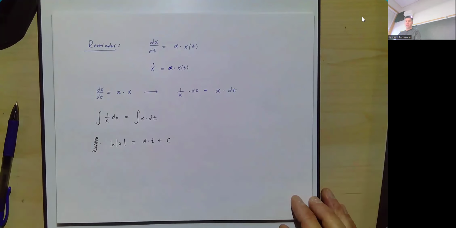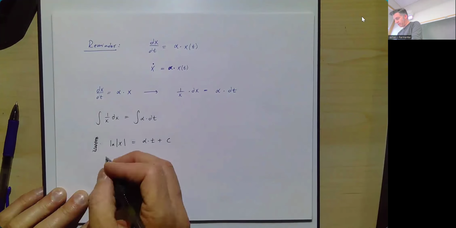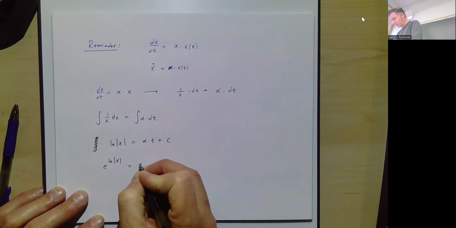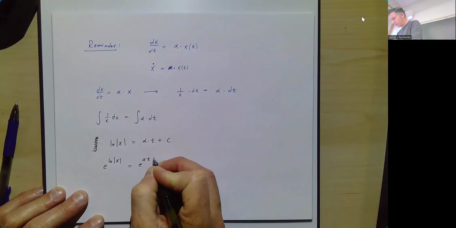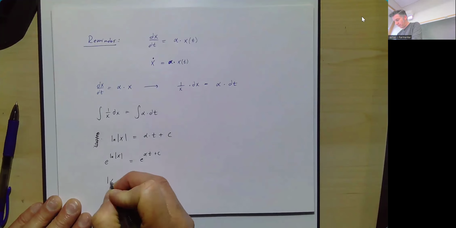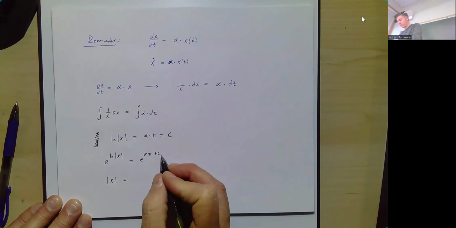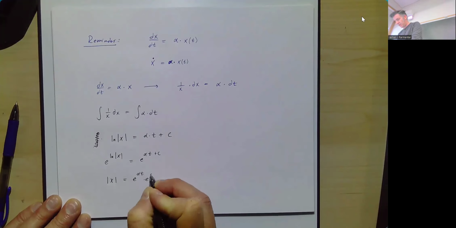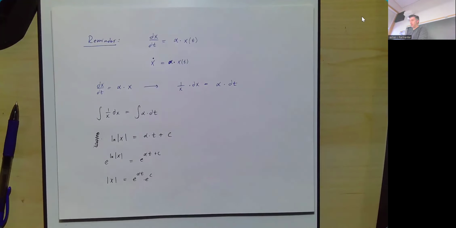Now we're going to solve for x. So e both sides. So e to the natural log of the absolute value of x equals e to the alpha t plus c. E to the natural log of some stuff is just the stuff. E to the alpha t plus c is e to the alpha t times e to the c. That's the additive law of exponents there. And then we typically like to rewrite e to the alpha t times e to the c.